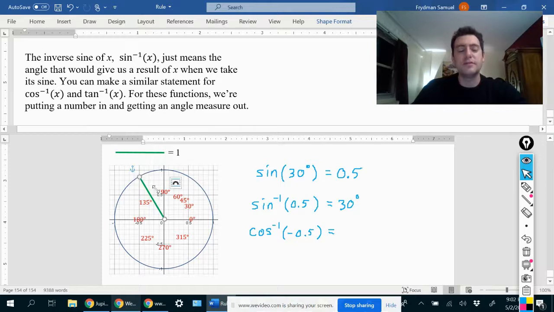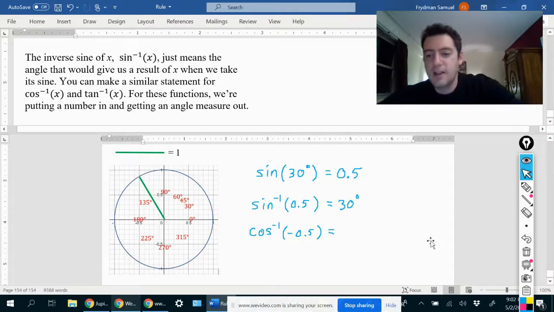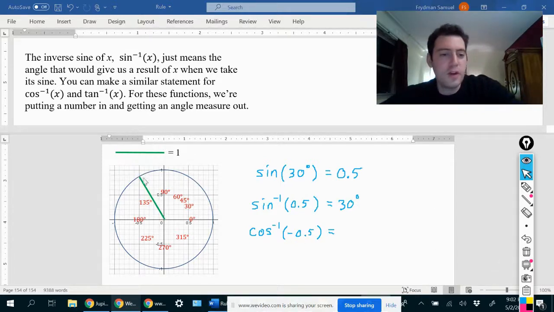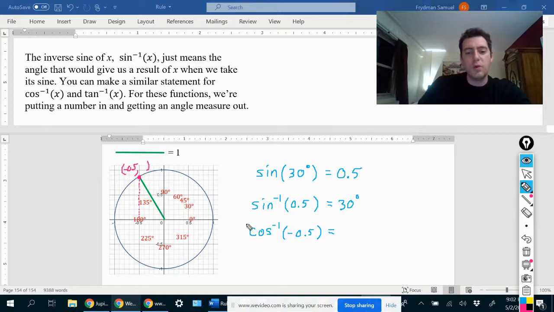Did you say stop? Yeah, so right over here, where this line crosses the circle, if we were to draw a dotted line down to here, we can see that the x-coordinate of this point would be negative 0.5. We don't even have to worry about the y-coordinate. We're doing inverse cosine, so we're only interested in the x-coordinate.